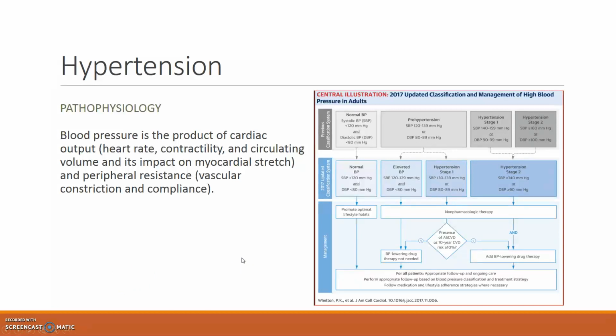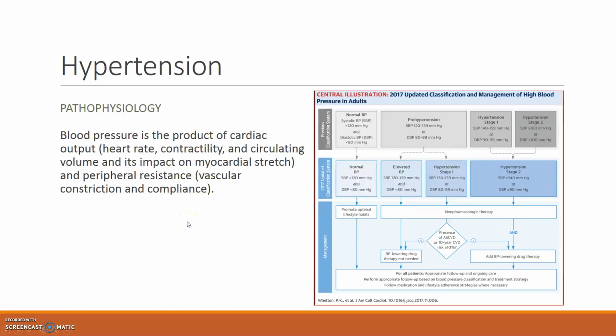Blood pressure is a product of cardiac output, and you remember from patho, that's heart rate and contractility and circulating volume, and its impact on myocardial stretch. So you've got all three of those components, and then peripheral resistance. So that vascular constriction and compliance or lack of compliance because of the constriction. So it seems as if it would be something, since we do understand the pathogenesis behind it, that we could treat more effectively, but I think you can see that it's very complicated.